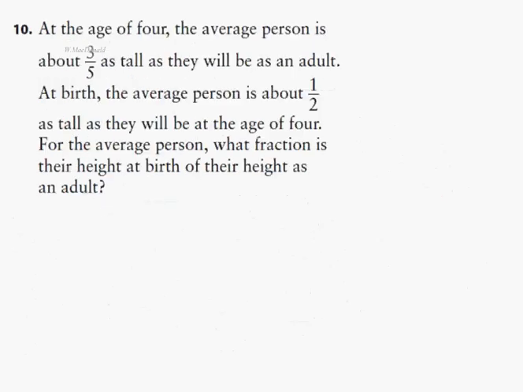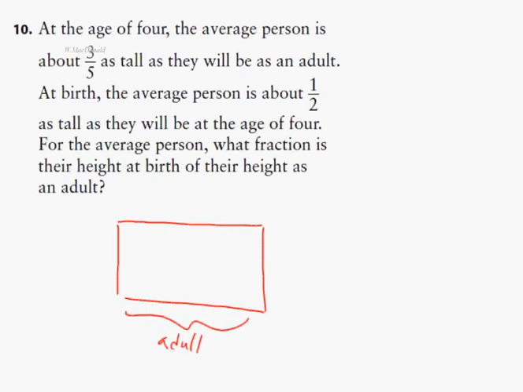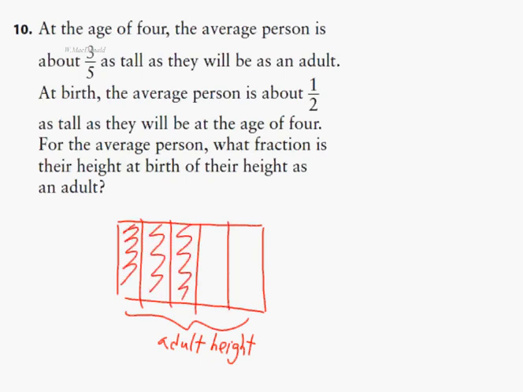Yeah. Question 10. At the age of 4, the average person is about 3/5 as tall as they will be as an adult. So right here, this is adult height. Okay. So at the age of 4, you are 3/5. So this right here, that's 3/5 of your adult height at age 4. This represents age 4.